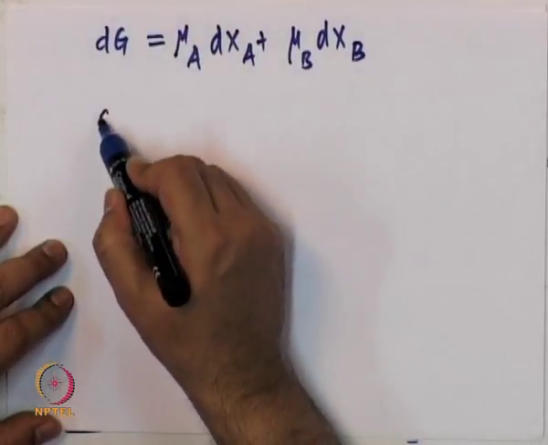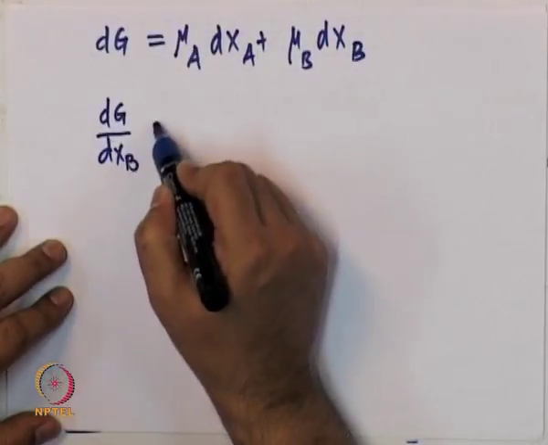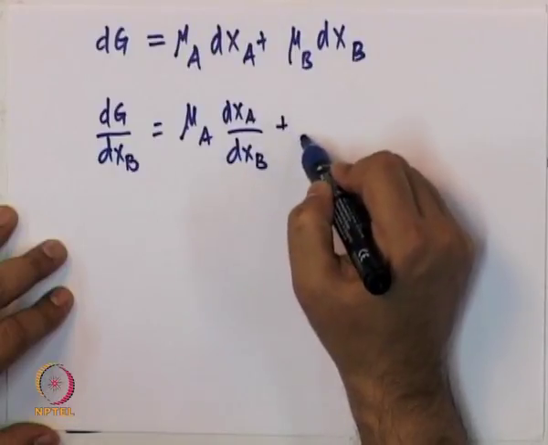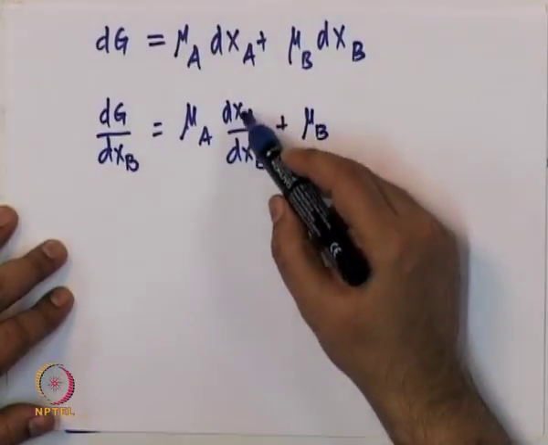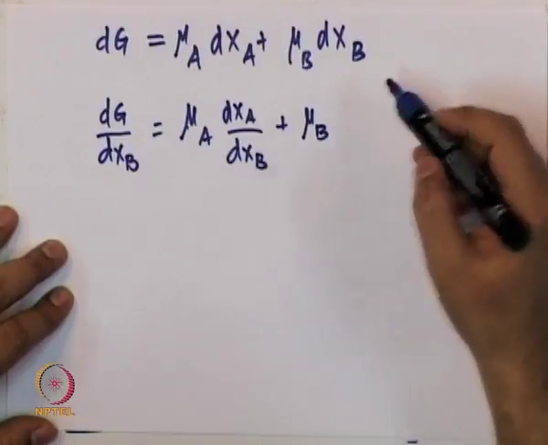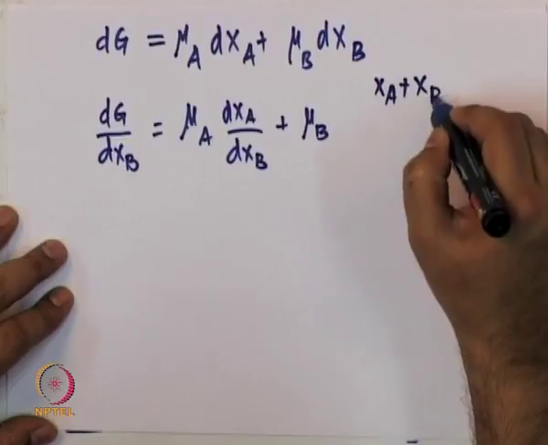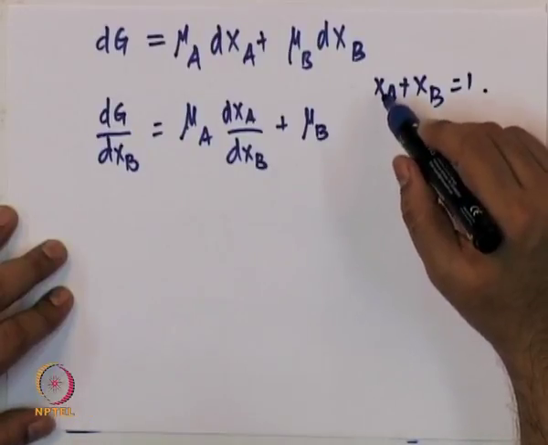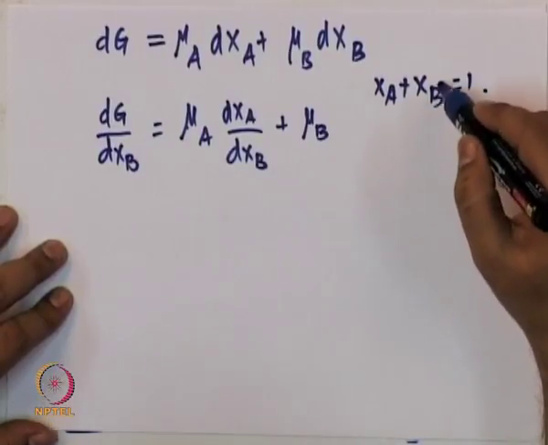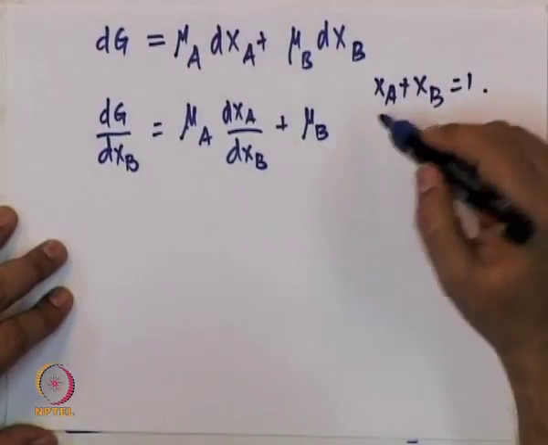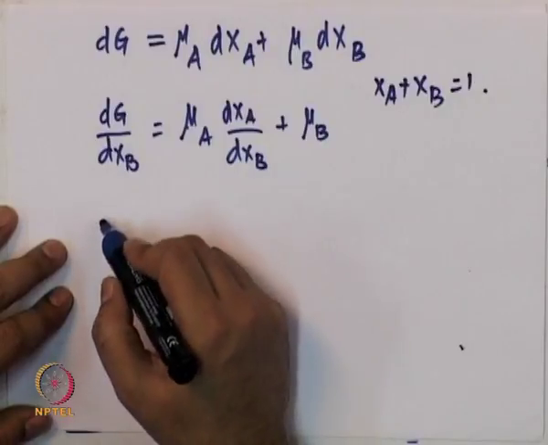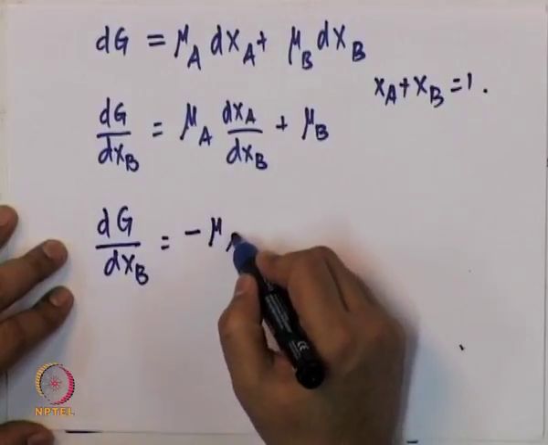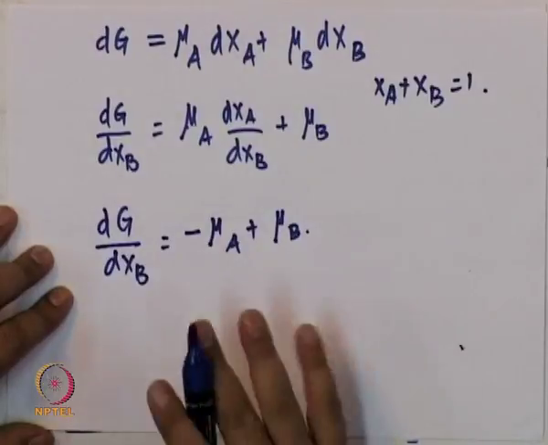Now, from this, suppose I want to get dG by dxb, what is this quantity? This is mu A dxa by dxb plus mu B, but dxa should be equal to minus dxb, because xa plus xb is equal to 1. Why? Because xa is Na by Na plus Nb, and xb is Nb by Na plus Nb. So you put them together, you get this. So dxa should be equal to minus dxb. In other words, dG by dxb should be equal to minus mu A plus mu B. Okay. So, this is one expression.